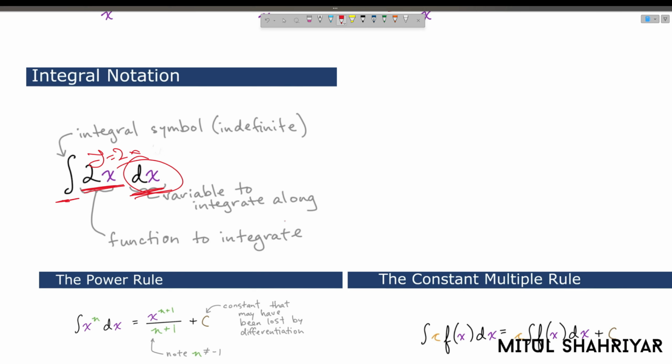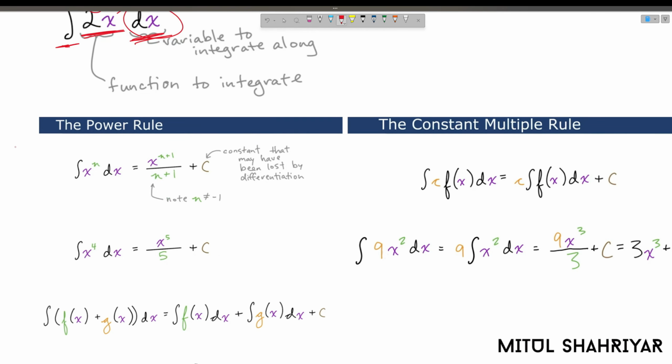Okay, so let's understand. There are some laws we have. So the integration of x to the power n dx is basically x to the power n plus 1 divided by n plus 1, plus c. The laws we have, and for example, x to the power 4 gives x to the power 5 by 5.